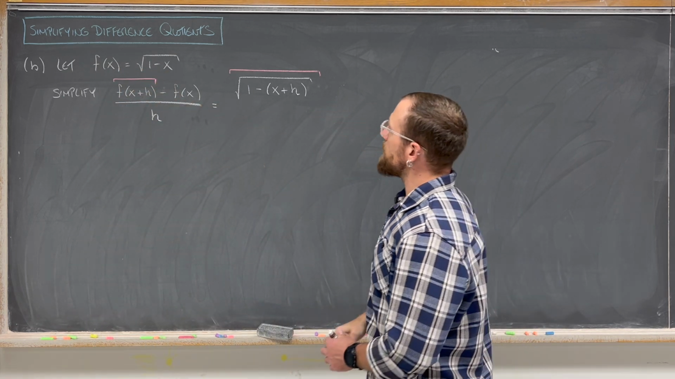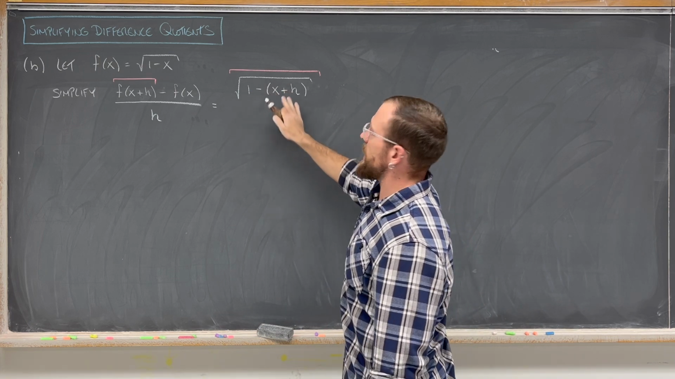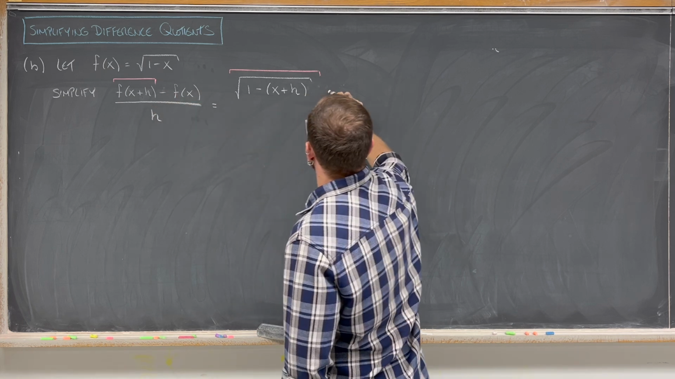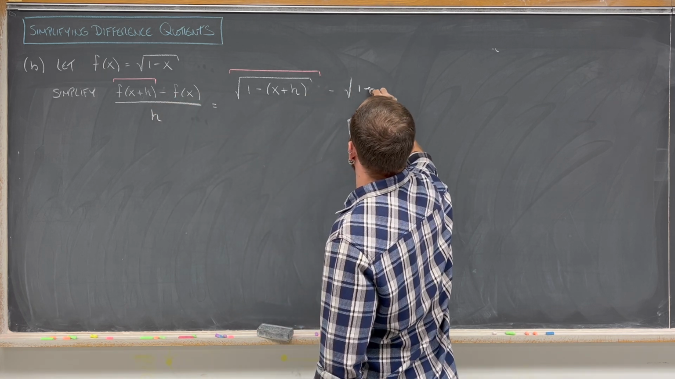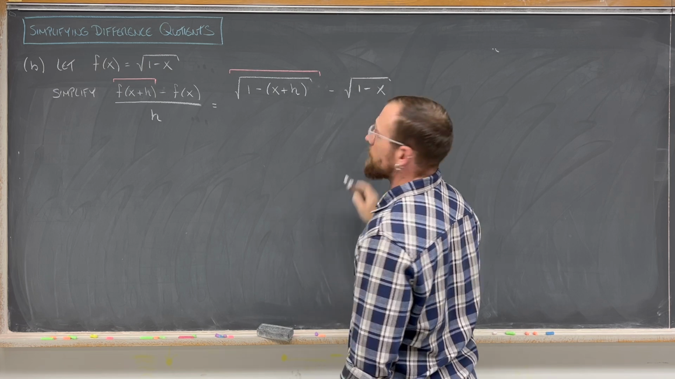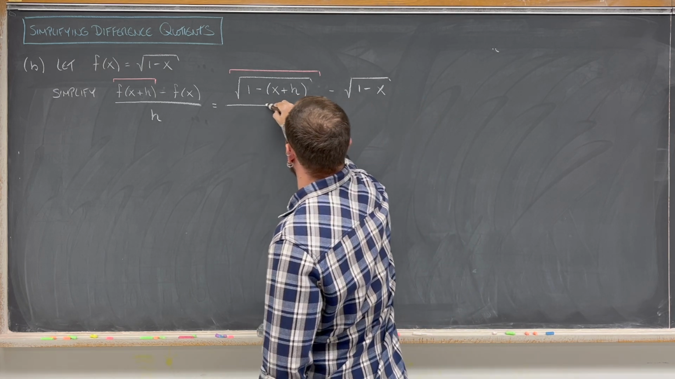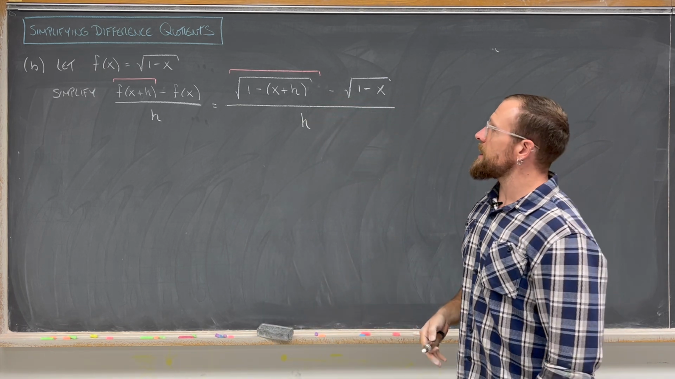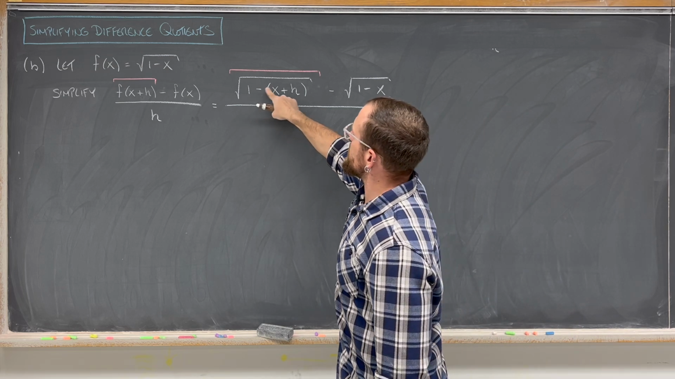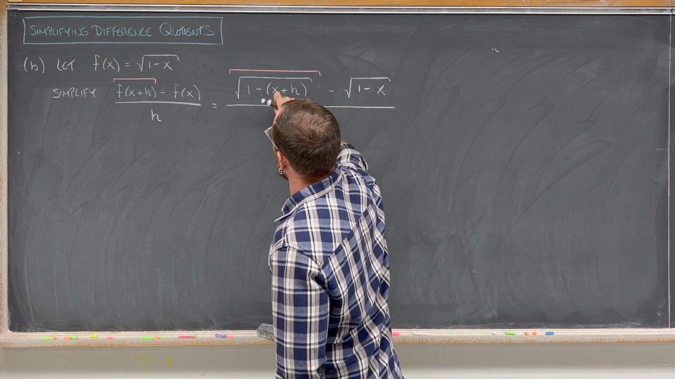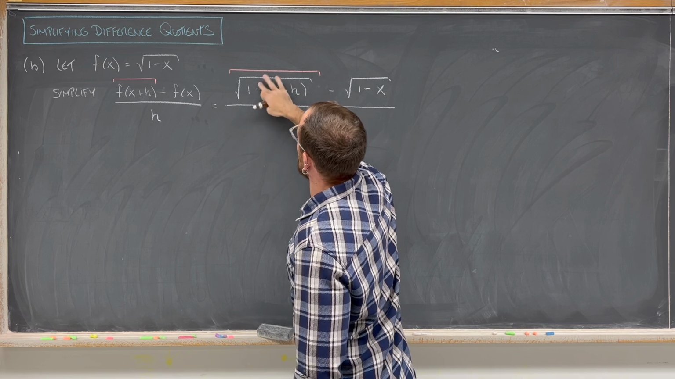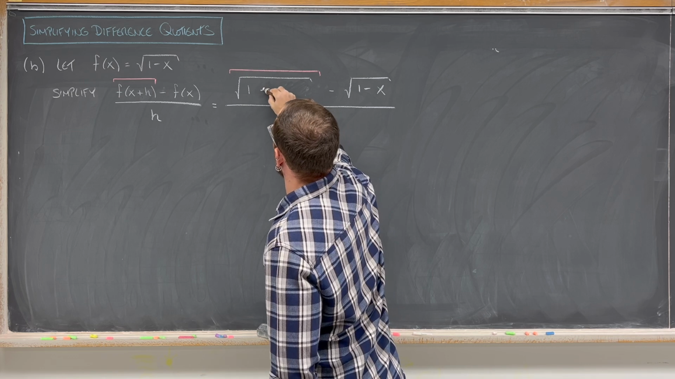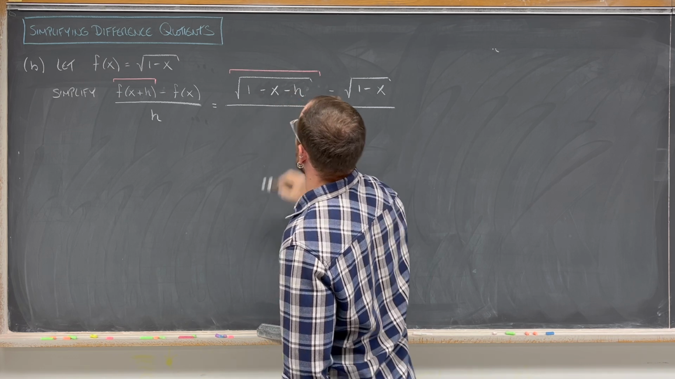Cool. At some point, I'm going to distribute that negative sign, but maybe I'll leave that for another time. Then I need to subtract f of x, so I need to subtract the square root of 1 minus x. Cool. And all of this is being divided by h. All right, that's the setup. Like I said, I guess I could distribute this negative sign. Maybe let's just do that right now. We're going to subtract x, subtract h, so we're going to get minus x minus h underneath the square root sign.